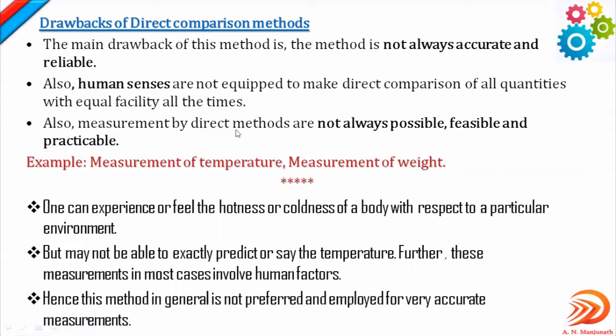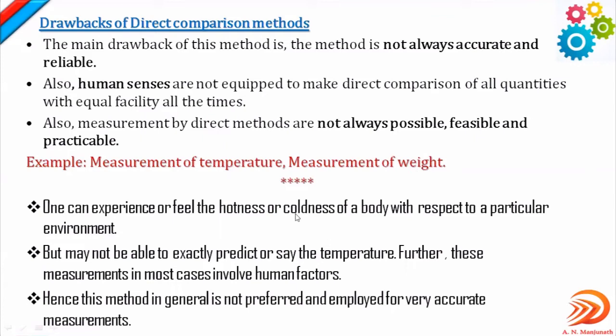Another drawback is that this type of direct comparison is not always possible. Practically, it is not feasible, these type of direct measurements. Suppose you want to measure temperature or weight, such direct comparison, direct measurement won't happen. Some sort of magnification, some sort of conversion is required. So these are some of the drawbacks of the direct method of doing the measurement.